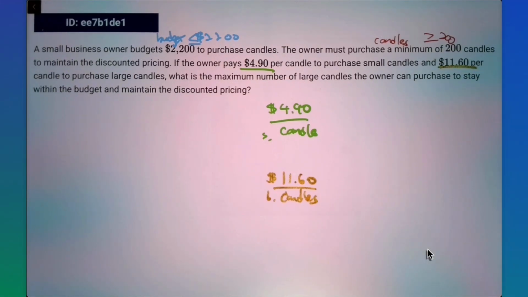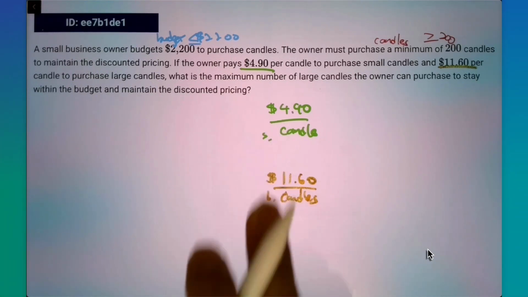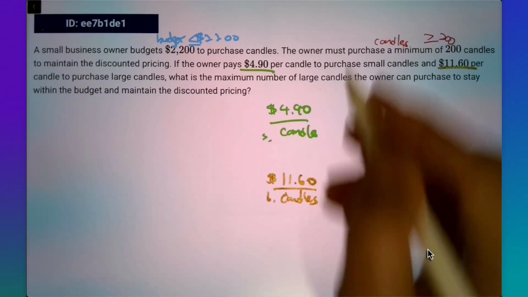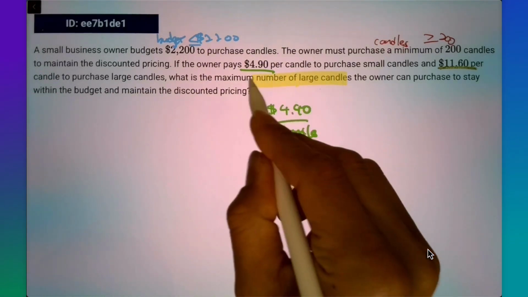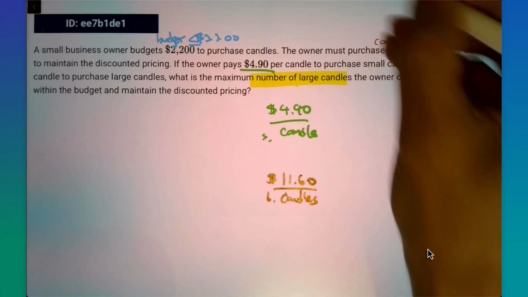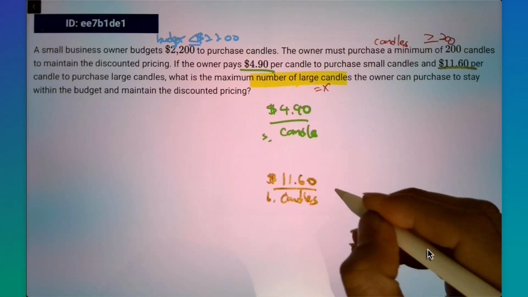So what's the maximum number of large candles the owner can purchase to stay within the budget and maintain the discounted pricing? Okay, when they say 200 candles, that combines the small and large. Because the question is asking for the number of large candles, I'm going to choose that as X. Okay, let's call that X large candles.